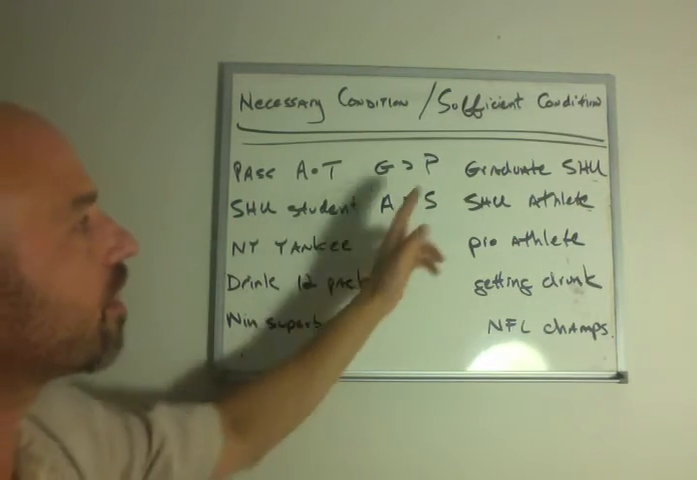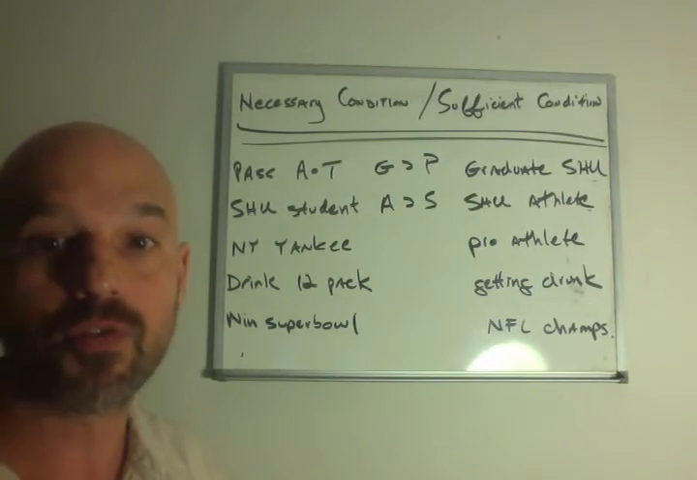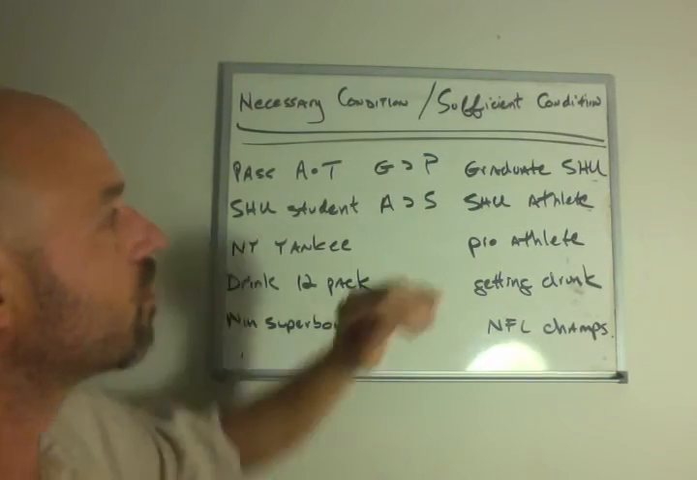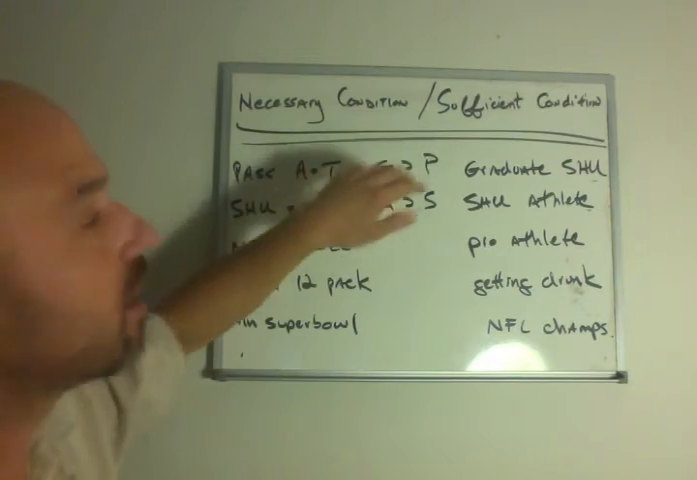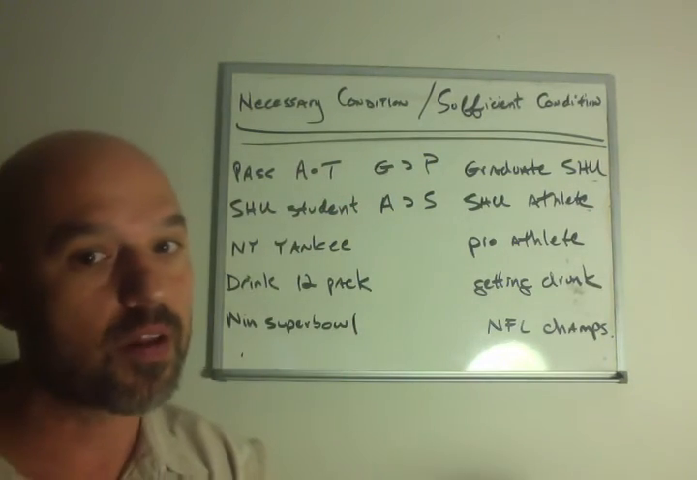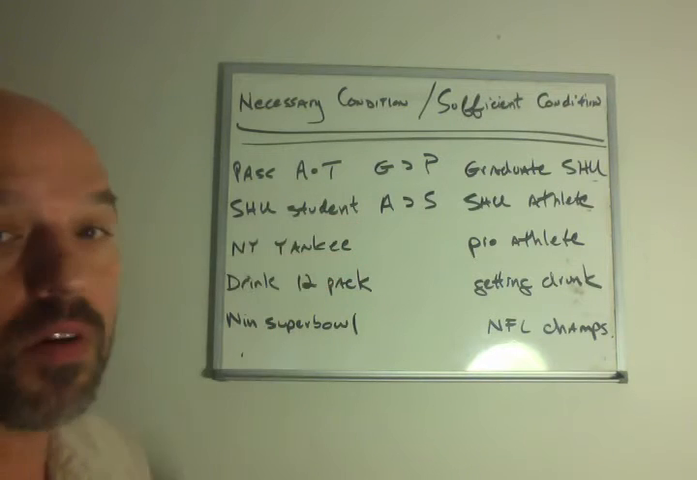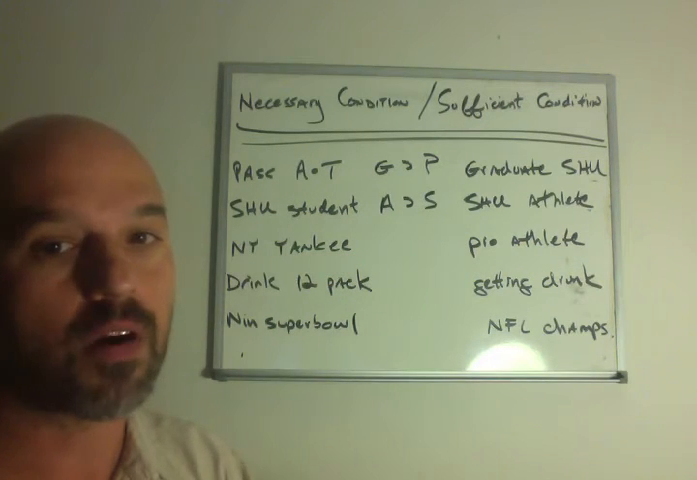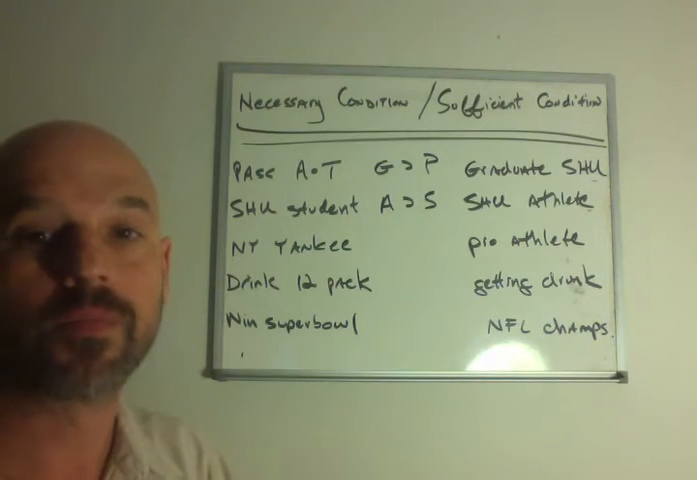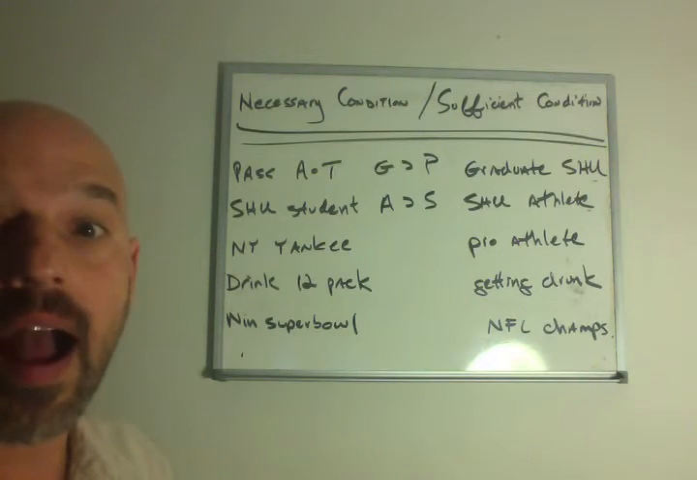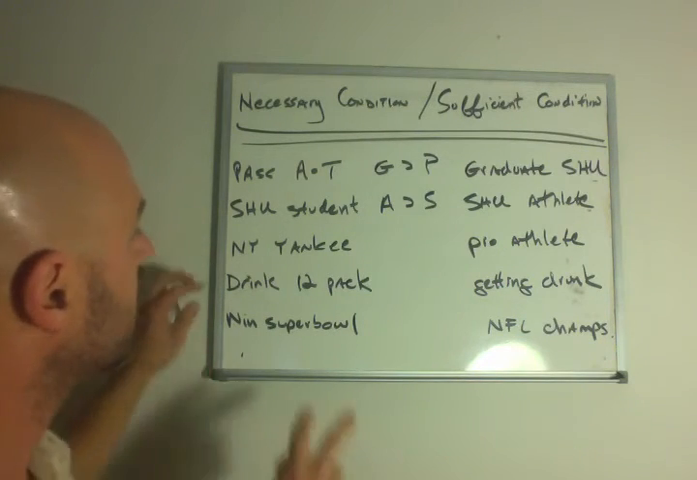Notice that the reverse of these things would not be true. It would not be true to say if you pass Art of Thinking, then you graduate Sacred Heart. That's not true. It would not be true to say that if you are a Sacred Heart student, then you are a Sacred Heart athlete. That's clearly not true. Now how about sufficient relation?